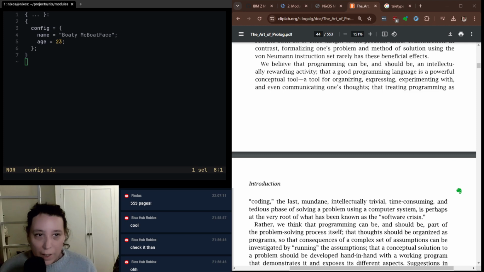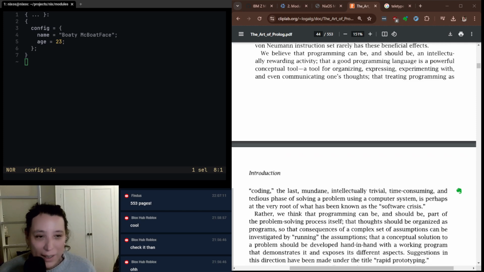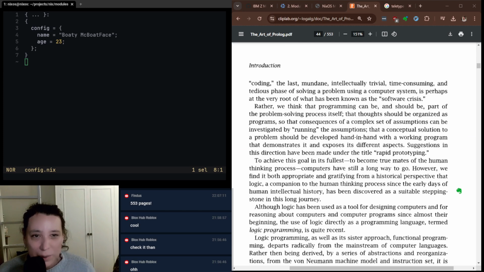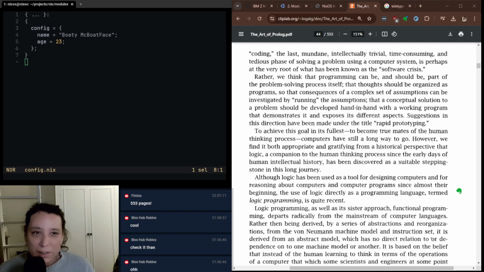We believe that programming can be and should be an intellectually rewarding activity, that a good programming language is a powerful conceptual tool, a tool for organizing, expressing, experimenting with, and even communicating one's thoughts. That treating programming as coding, the last mundane, intellectually trivial, time consuming, and tedious phase of problem solving using a computer system is perhaps at the very root of what has been known as the software crisis.